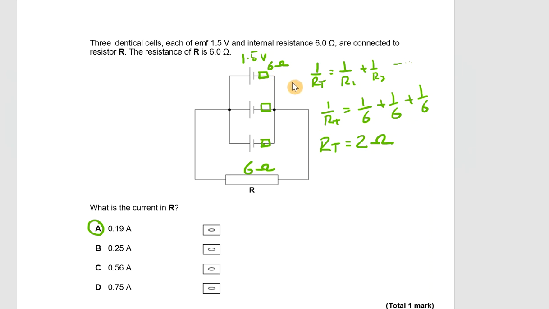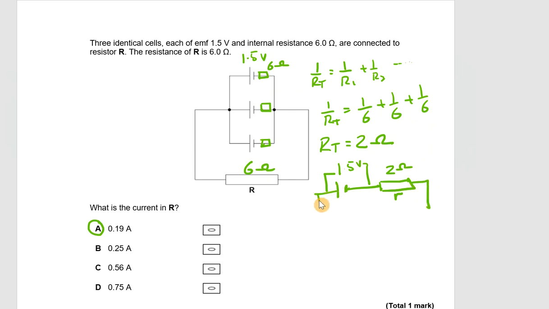Now, just to explain what's going on a bit more simply, I'm going to redraw this diagram. I'm going to draw it with the part of the cell that produces the EMF, and we know that's producing an EMF of 1.5 volts. I'm going to put the equivalent internal resistance of these 3 resistances in parallel, and we've just discovered that's 2 ohms.